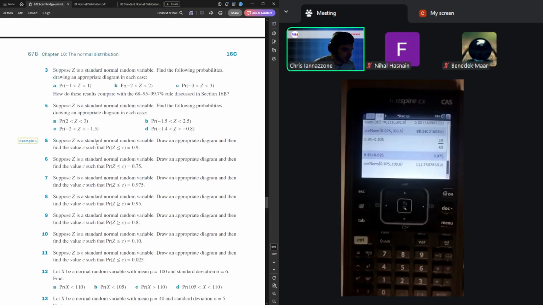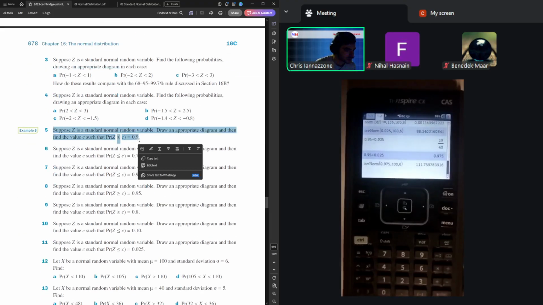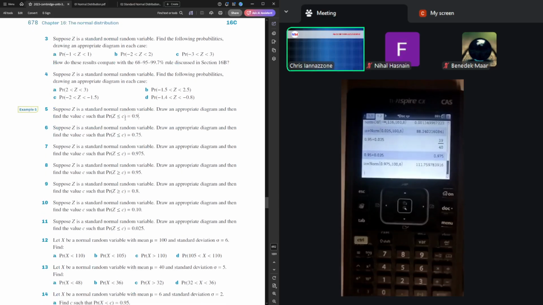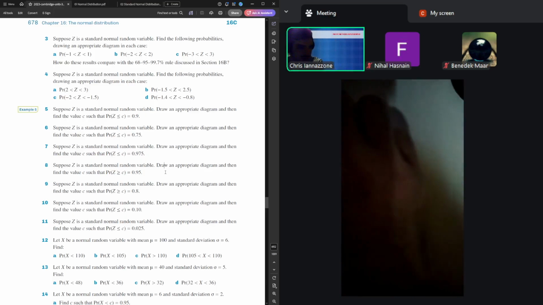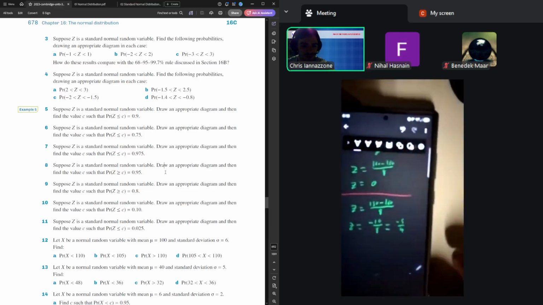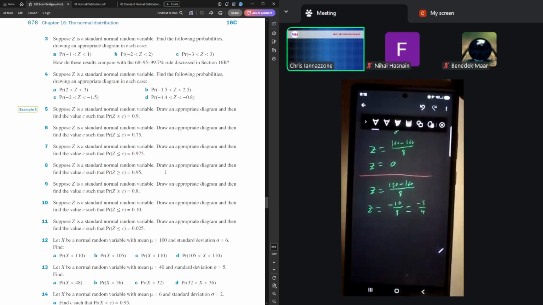But okay, here we go. Here's the kind of questions I was looking for. Suppose Z is the standard normal random variable. Draw a diagram and find the value of C such that Z less than or equal to C is equal to 0.9. Definitely pay attention to the way the inequality is pointing. If it flips, that's going to matter for what we plug into our CAS. And this one we're kind of happy because, again, left-pointing is what we need for this CAS.